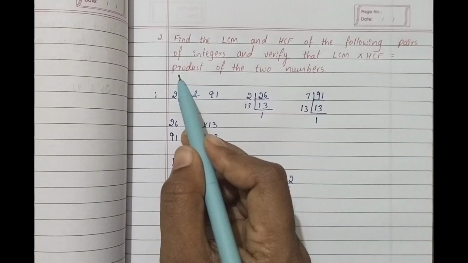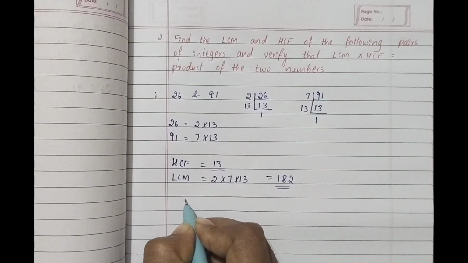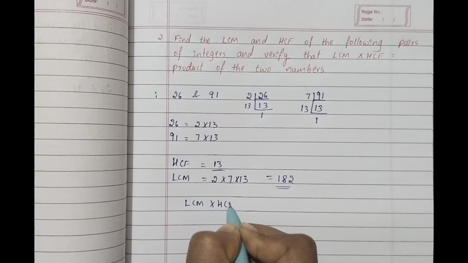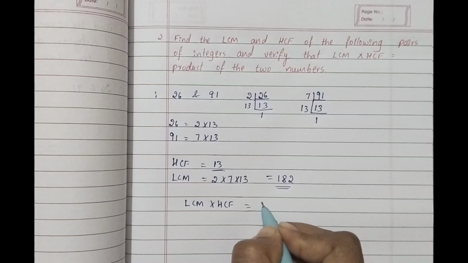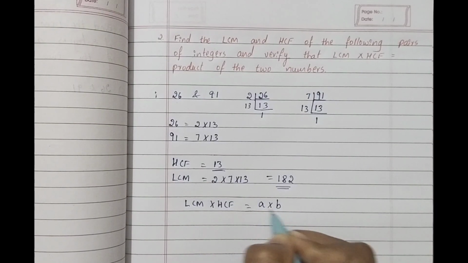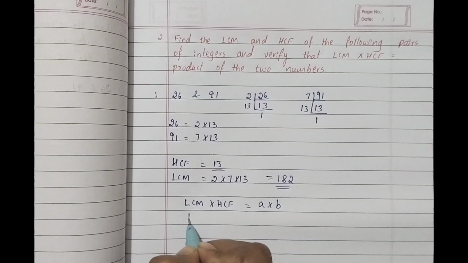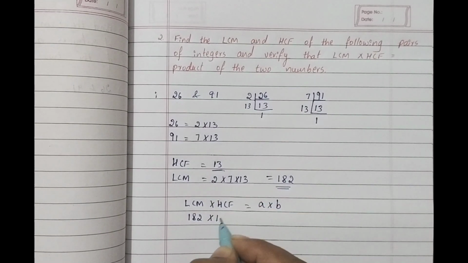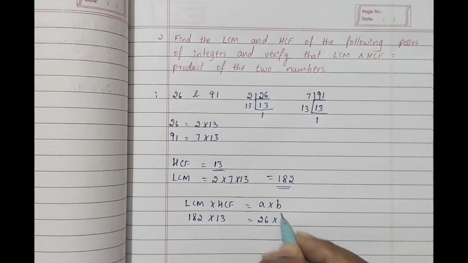Then they asked to verify LCM into HCF is equal to the product of the two numbers. The two numbers which are given, we will consider as A into B. This is a formula to verify the answer. LCM we got is 182 into HCF is 13, and A into B means the two numbers given, that is 26 into 91.